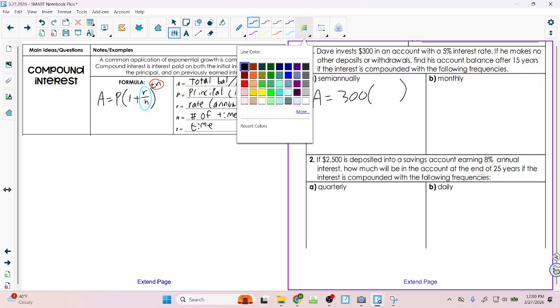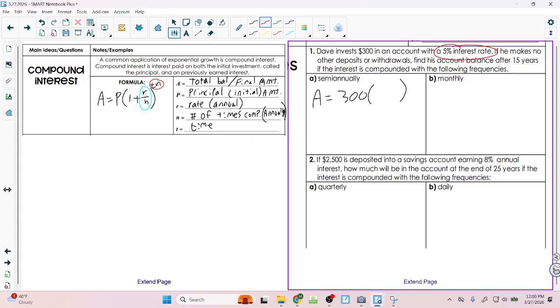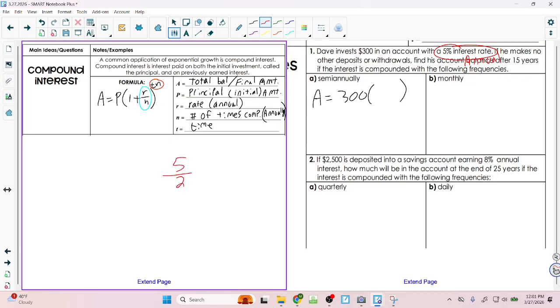Without the formula, we're going to assume this is annual. If they don't tell us, we're going to assume it's an annual rate. 5% annually, but it's going to be compounded semi-annually, okay? So instead, it's going to be 5 over 2. That's the percent, right? That's the R over N. It's going to be 2.5%, 2 times per year, right?